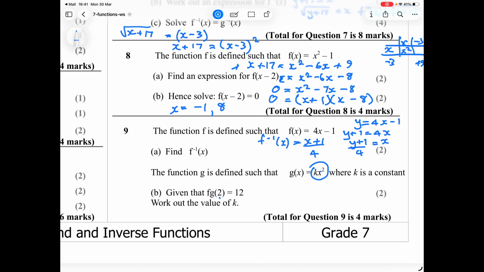So what we're going to do is put 2 into g. So 2 squared is 4, so that would give us 4k. Now we're going to put 4k into where x is in f. So 4k times 4 is 16k, and that's minus 1 equals 12. So 16k equals 13, so k equals 13 over 16.